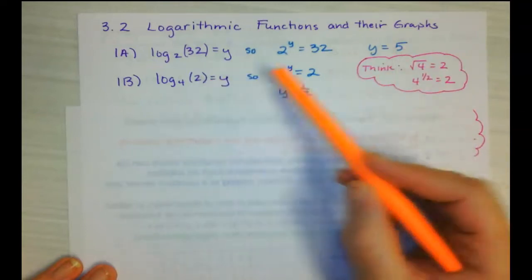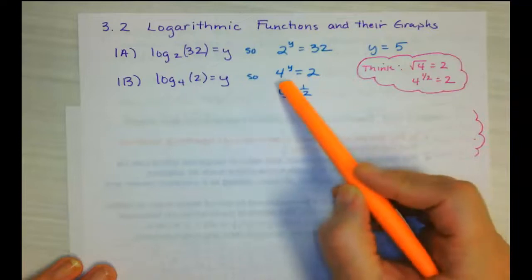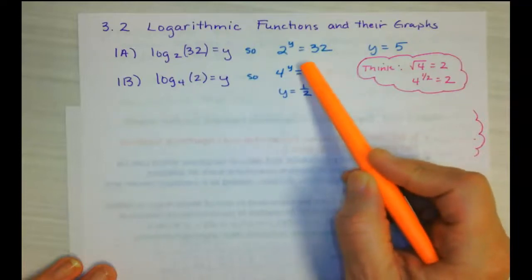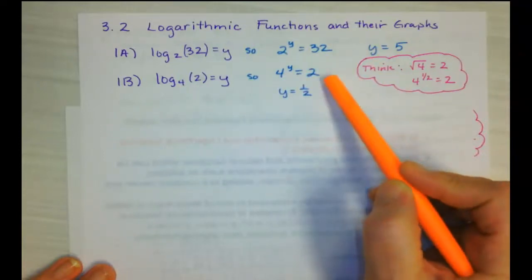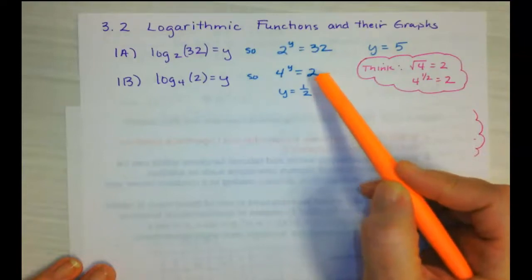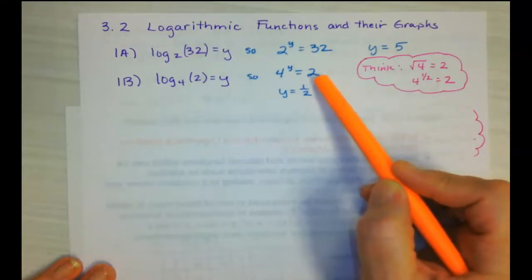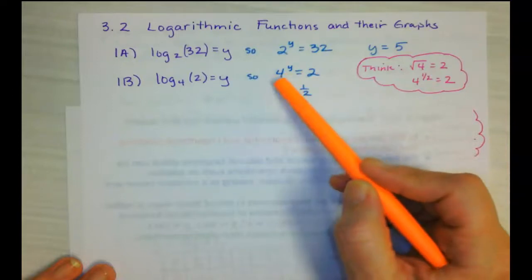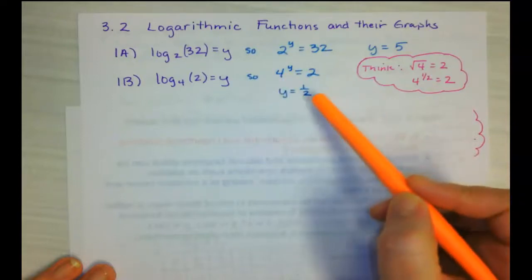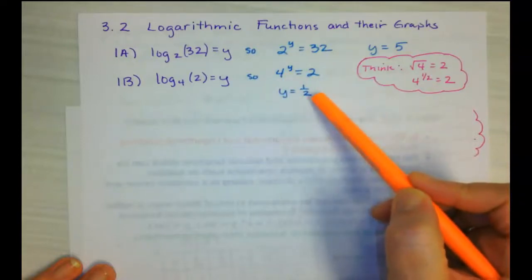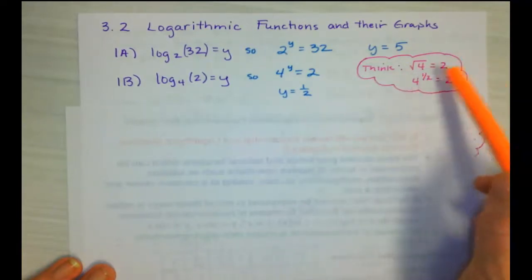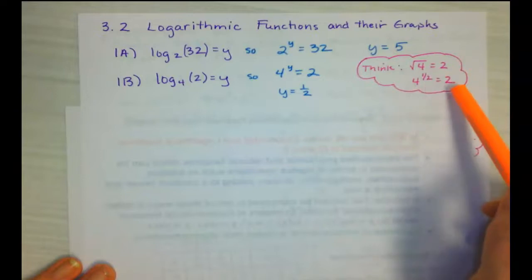Log base 4 of 2, so the base of the log is 4, the base of the exponent is 4, to the output, which is y, and that equals 2. And so I know that since I'm getting a smaller amount, something has to be going on there. And I know that if I take the square root of 4, I get 2, and the square root of 4 would mean that I had the exponent power of 1/2. So you're thinking square root of 4 equals 2, 4 to the 1/2 power equals 2.